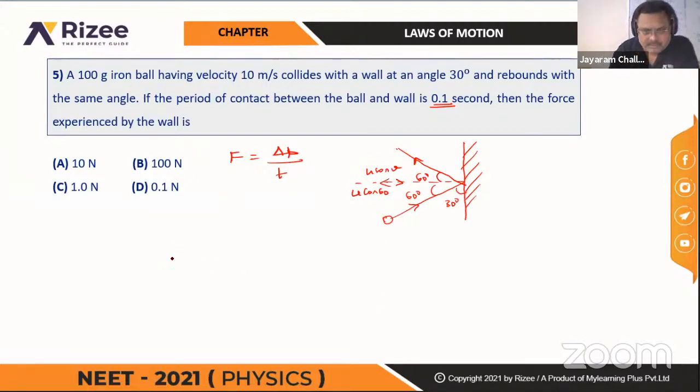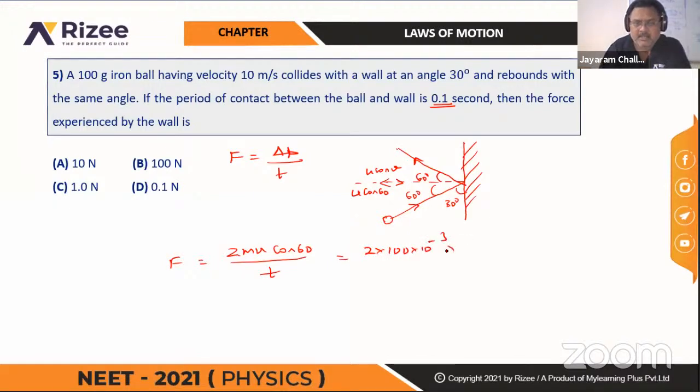So then force can be written as F is equal to change in momentum, 2mu cos 60, divided by the time of contact of the ball with the wall. So it is 2 into 100 grams, 100 into 10 to the power of minus 3, into initial velocity 10, and the cos... sorry, it is cos 60. So that will be 1 by 2, or 0.5 if I take it, and the time of contact is going to be 0.1.